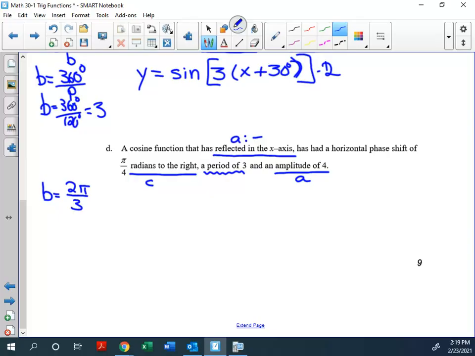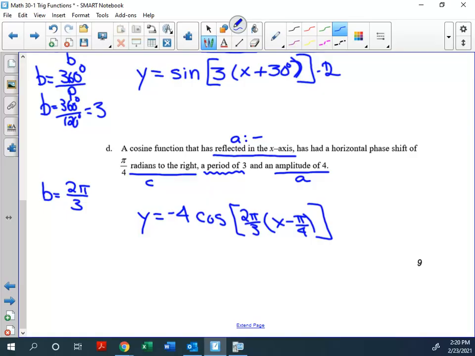If I see that I'm given the period, I know that I'm going to have to use that to find the B value. We're talking in radians, so it'll be 2 pi divided by the period, which is 3, and that's all it is. I have a negative A because it's reflected in the x-axis, and I have an amplitude of 4, so my A is negative 4. It's a cosine function. I found my B value at 2 pi over 3. Pi over 4 radians to the right. And nowhere in there does it say vertical displacement.